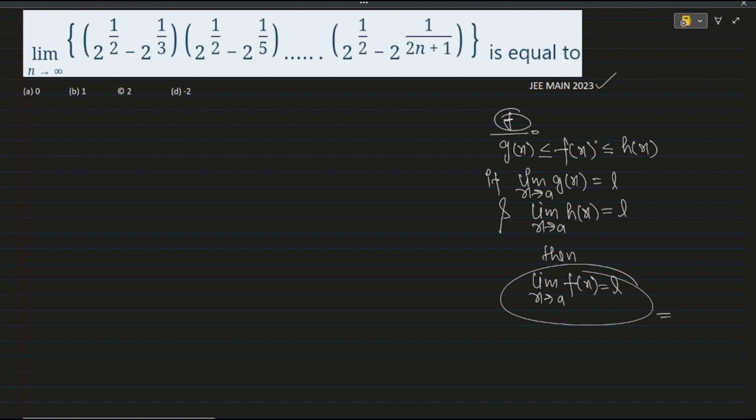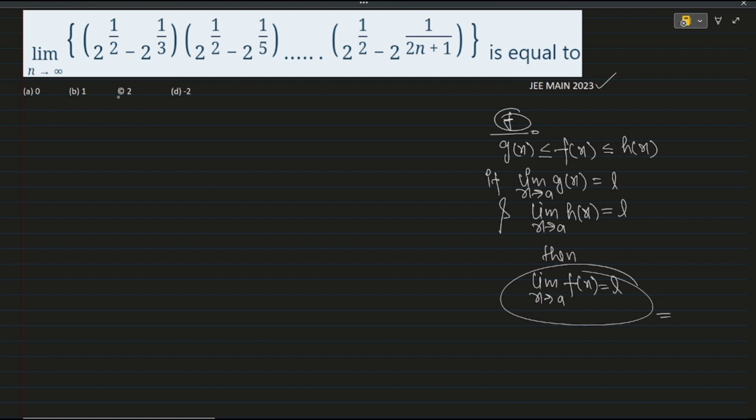I'm again repeating, any function f(x) is lying between two functions, that is g(x) and h(x). The equality sign tells that f(x) is very close to g(x) and h(x). So if limit x tends to a of g(x) is giving L, and limit x tends to a of h(x) is giving L, then definitely the limit x tends to a of f(x) will also have the same value. Got it? So this is the Sandwich theorem. I'm just going to apply it here. So now just see the question.